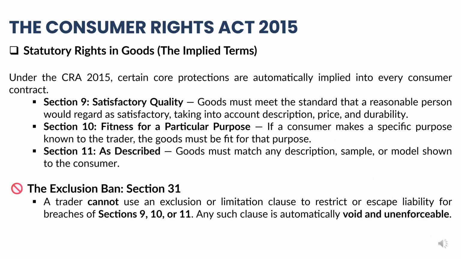In your essay, contrast this directly with UCTA's flexibility. While UCTA allows business-to-business exclusion clauses to survive if they pass a reasonableness test, the CRA takes a far more aggressive protective stance for regular shoppers. Under Section 31, a trader cannot use an exclusion or limitation clause to restrict or escape their liability for breaches of Sections 9, 10, or 11.